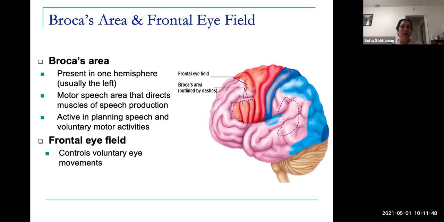What I'm talking about, controlled voluntary eye movement, is like, oh, I want to look this way. Okay, so this is what I'm seeing. This is what I'm seeing. So you're actively moving your eyes. That's the voluntary movement. A lot of the eye movement we do is involuntary and is controlled by a different part of the brain.